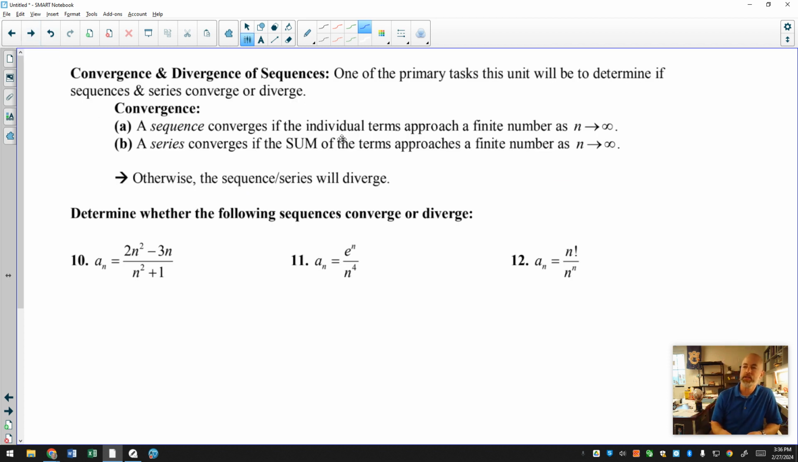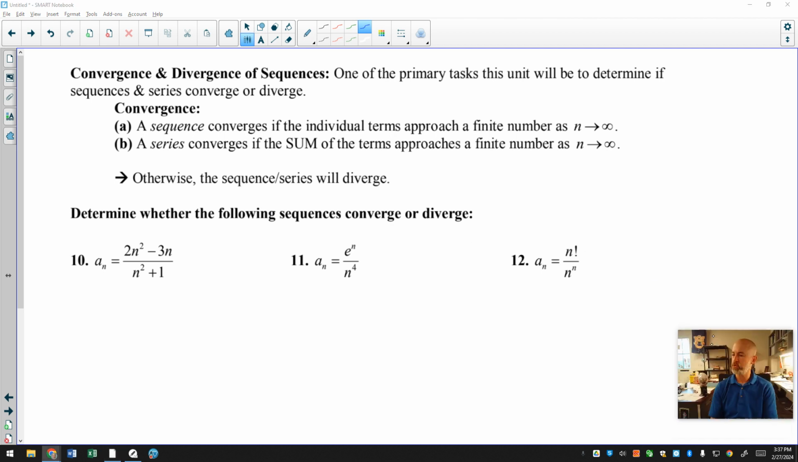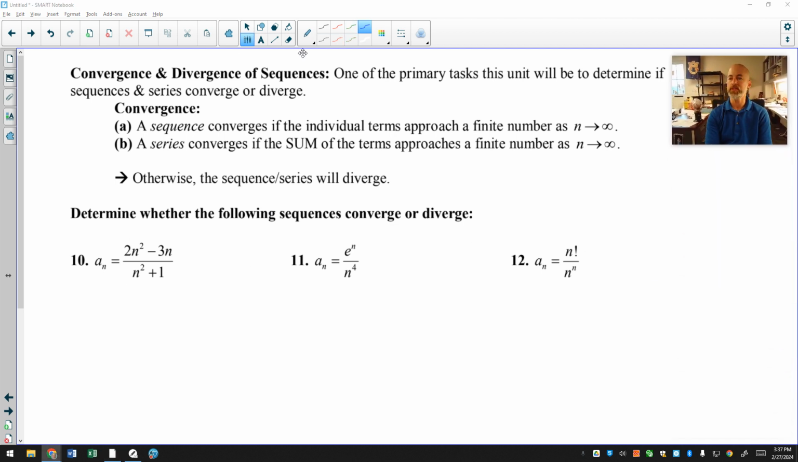And then we will be spending a lot of time talking about convergence and divergence of sequences. And later on, we're going to be camping out on series. A sequence will converge if the individual terms approach a finite number as n goes to infinity. A series is going to be a lot more difficult, and I'm not going to talk about series in this lesson, but I have 3 different sequences down here, and I'm trying to determine if these 3 sequences converge.